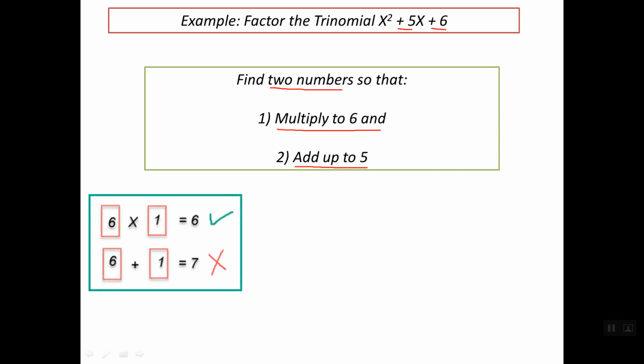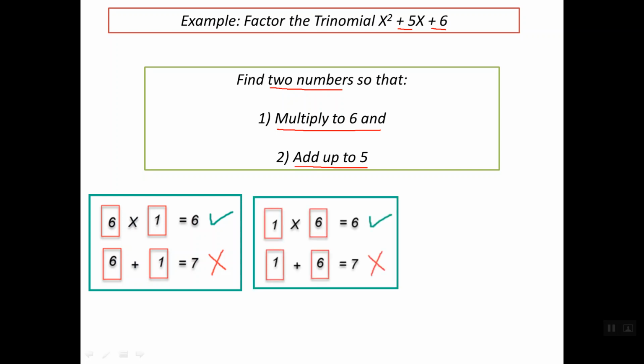If we try to use plus 6 and plus 1, plus 6 multiplied by plus 1 is plus 6, so the first condition is fulfilled. Let's check the second condition. Plus 6 plus 1 is equal to plus 7, not plus 5, so the second condition isn't fulfilled. So the numbers are not plus 6 and plus 1. If we choose plus 1 and plus 6, it is the same as choosing plus 6 and plus 1.